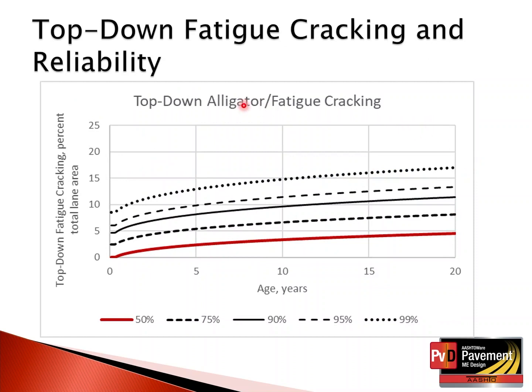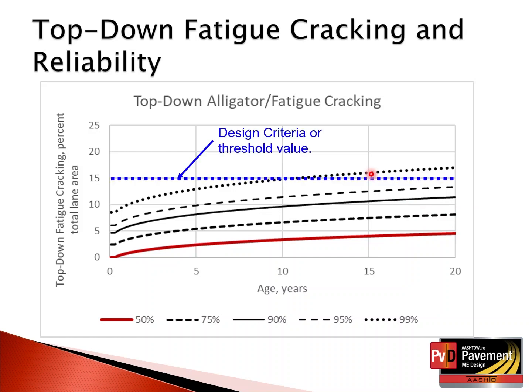So this is an example of top-down alligator fatigue cracking. In other words, top-down fatigue cracking, percent total lane area over time or age for a 20-year design. The same curves, 50, 75, 90, 95, 99% reliability are shown in this example. And then a typical design criteria threshold value of 15% is shown. So we can look at these curves in different ways. We can look at, at different reliabilities, when is the threshold value exceeded? At 99, that's about 11 years, and even at a 95% reliability, we don't exceed it over 20 years.